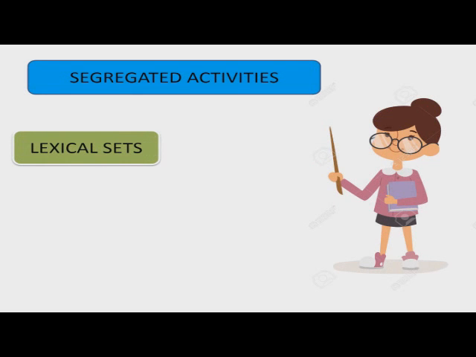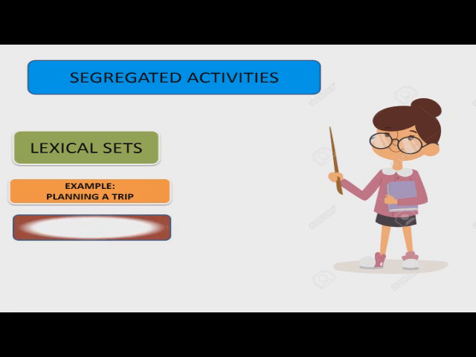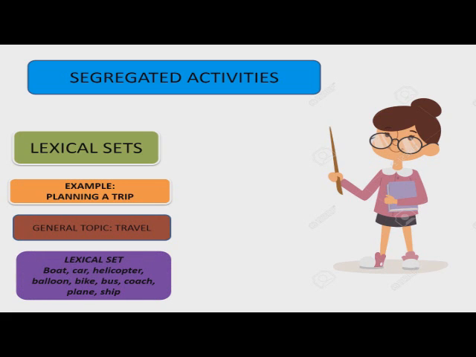Segregated activities are where the words are presented in the form of lexical sets. For example, we have planning a trip and the general topic is travel. The lexical set is boat, car, helicopter, balloon, bus, coach, plane, or ship. One recommendation is to not organize the lexical sets only by themes. So, in this case, you can organize the lexical set not only by means of transportation, but you can also add nouns, verbs, and different categories of words.